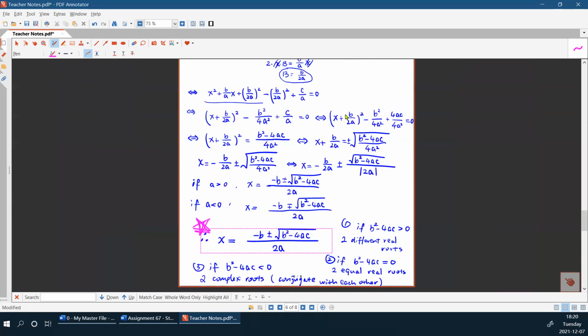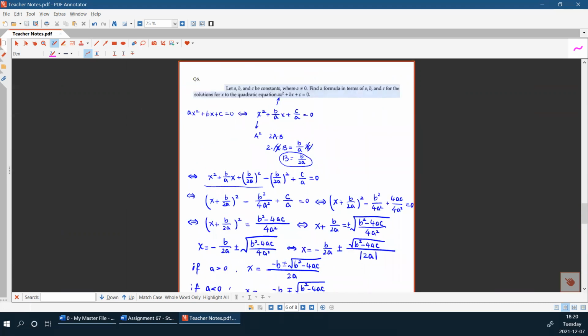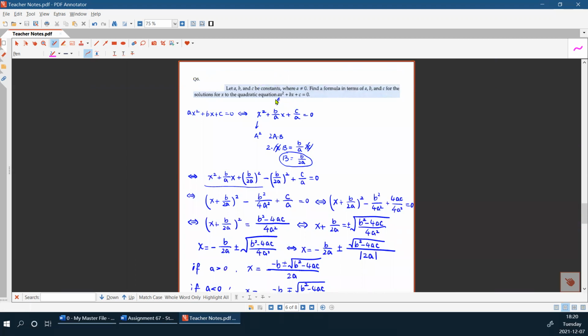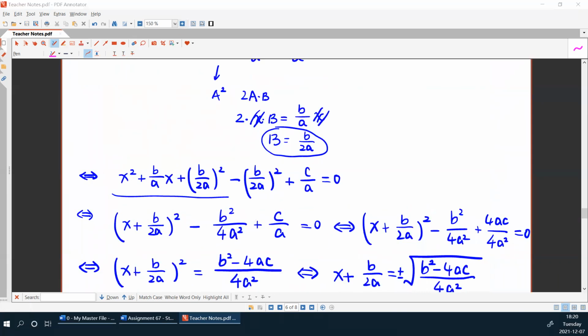Okay, do you need some time to copy this? Or do you want to make notes after the class? I'll put this onto your Google Classroom, so don't worry. This question only shows you how we can derive the quadratic formula from a quadratic equation. Okay? Any questions? Laura?